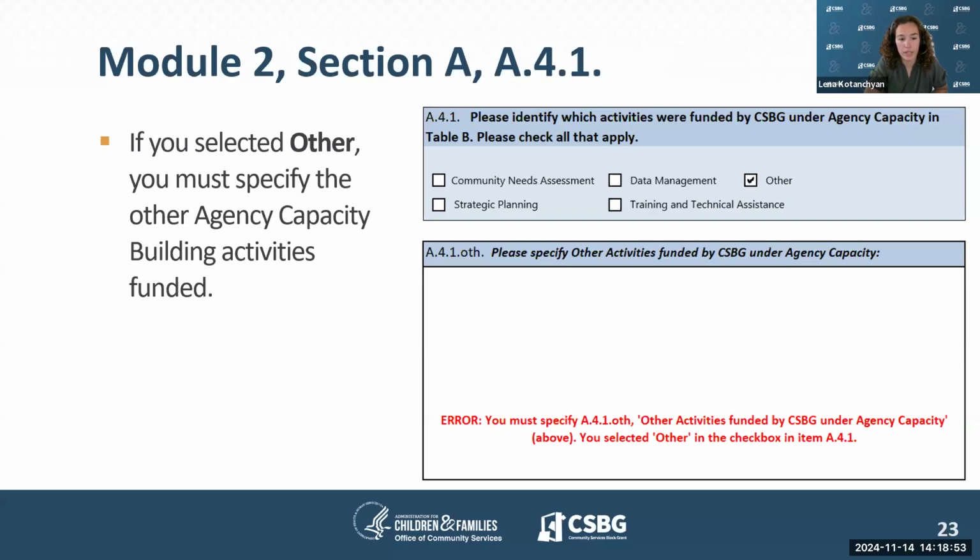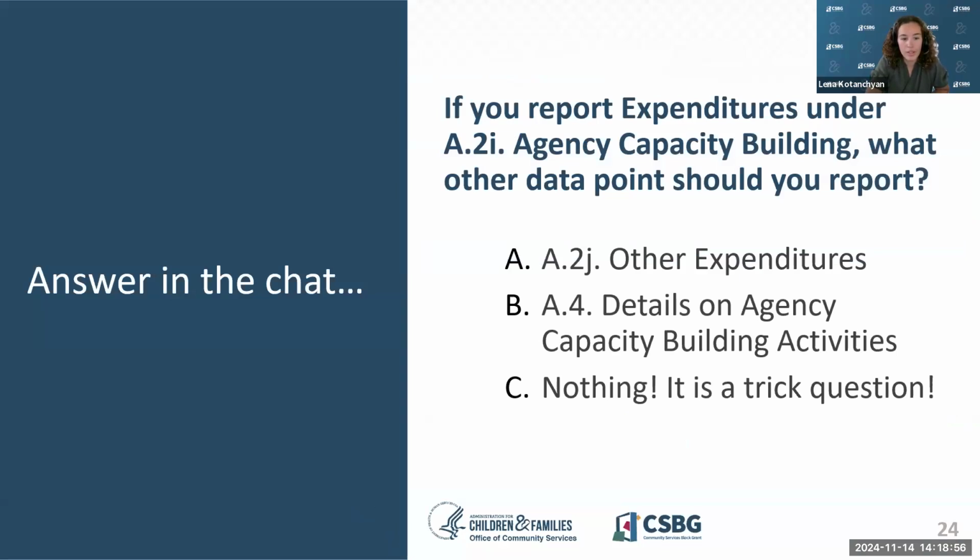So we will do one more knowledge check before we move on to the next sections. Please put in the chat the response to the following question. If you report expenditures under 8.2i, agency capacity building, what other data points should you report? Option A, 8.2j, other expenditures. Option B, 8.4, details on agency capacity building activities. And option C, nothing. It is a trick question. We'll give a bit of time for participation.